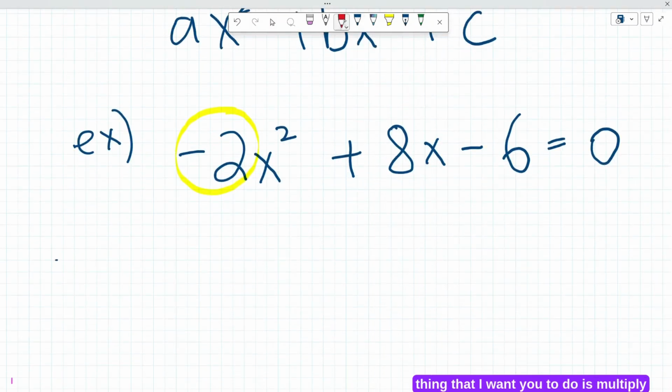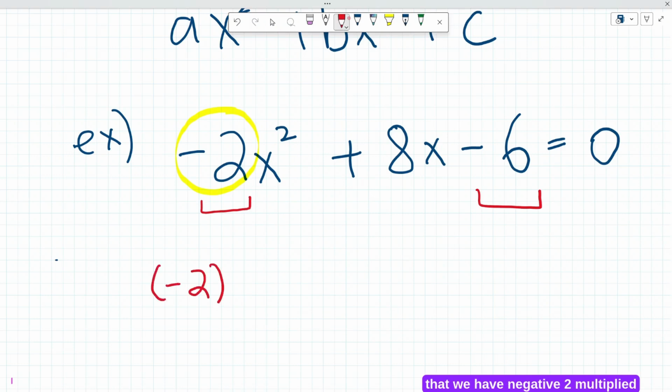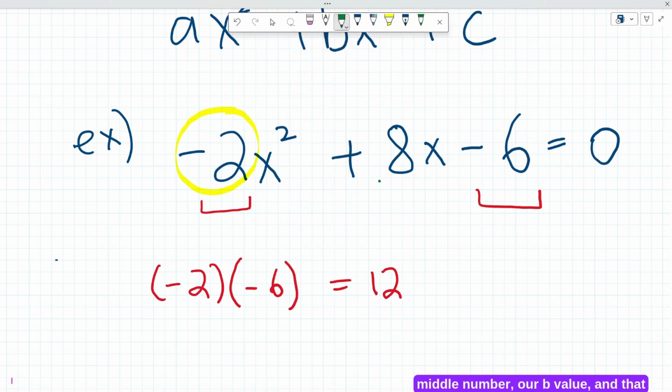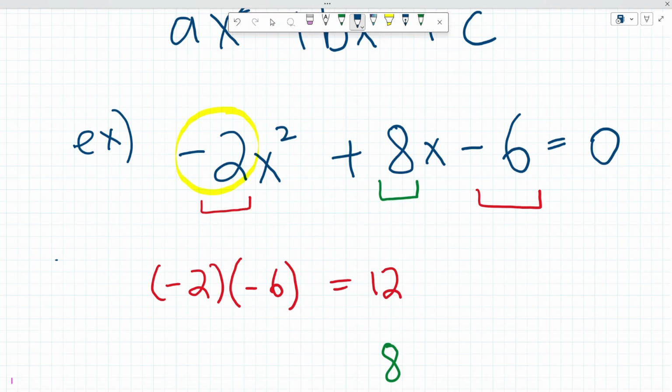The first thing that I want you to do is multiply your leading coefficient by your constant value. That means that we have negative 2 multiplied by negative 6. This equals 12. The second number that we are going to look at is our middle number, our b value, and that equals 8. Now, in order for this factoring trick to work, we have to look for two numbers that multiply to 12 and also add to 8.